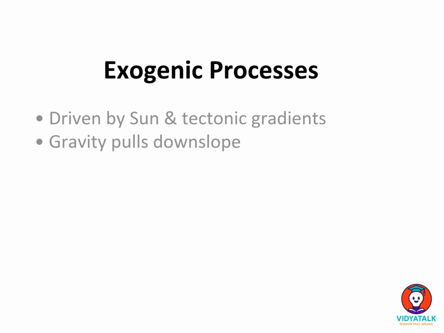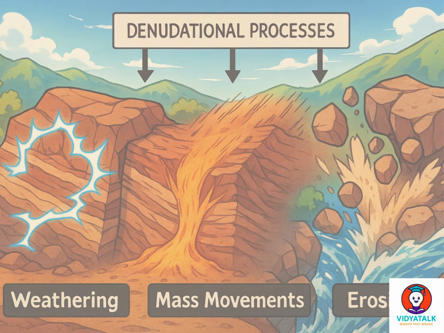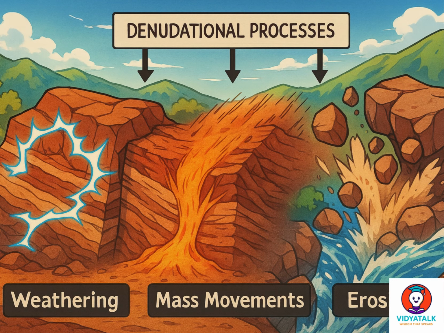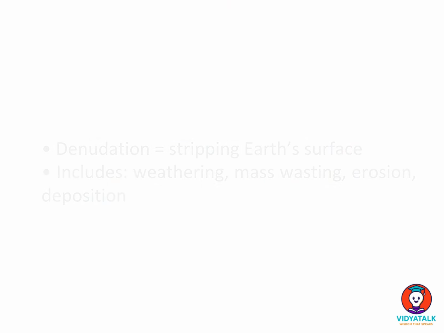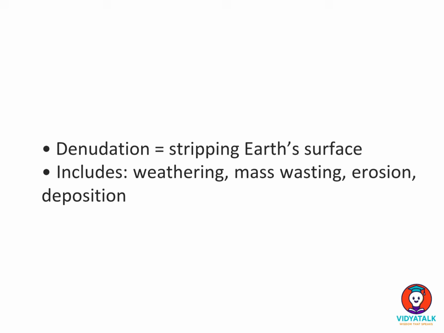Exogenic processes. Exogenic processes get their energy from the sun and tectonic slopes. Gravity moves material downslope, breaking them apart. Together, these processes form denudation, which means stripping or uncovering Earth's surface.